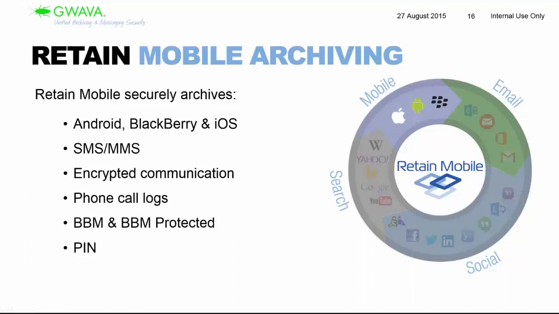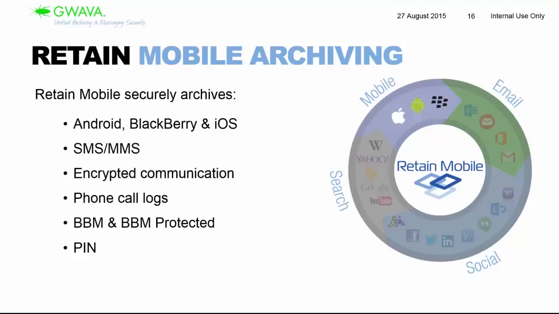Oh, and finally as well, there is also BBM Protected. Now BBM Protected, I touched on that a little bit. For that to work, you don't have to have a BES server. Retain works directly with the BBM Protected app, and that app can be deployed on Android, iOS, or BlackBerry. And so if you have that app on the phone, the communications are fully encrypted and secure, and then Retain will archive those BBM Protected messages.